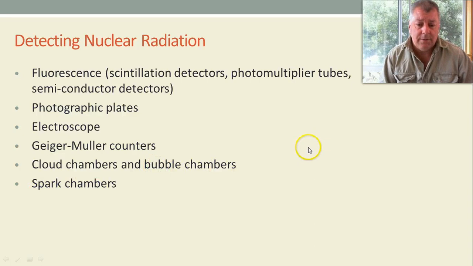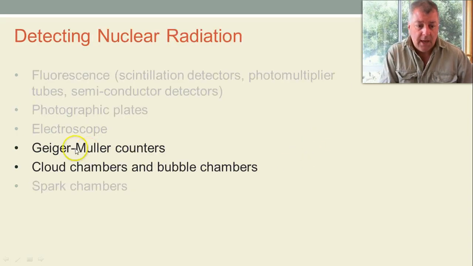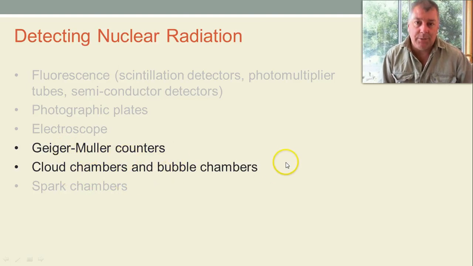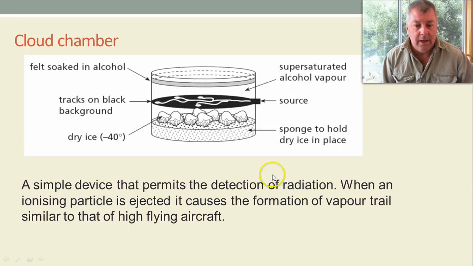Now there are all those techniques plus others, of course, but in physical science we're only going to look at the Geiger-Müller counters and the cloud chambers, and by that we're also going to hint at bubble chambers. Now firstly, what is a cloud chamber? A cloud chamber is just one way of seeing evidence of radiation or nuclear radiation or radioactivity. It's a fairly simple device, but it's temperamental.